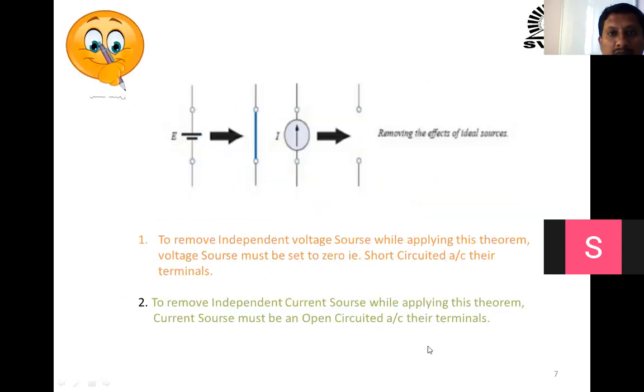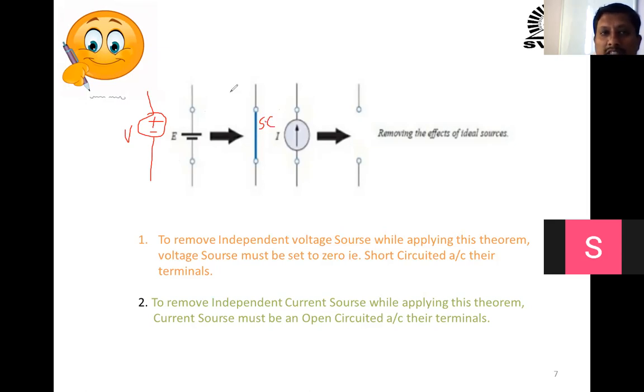So next slide. This is the before procedure. Actually, we have to make changes in the circuit diagram when we are applying the superposition theorem. So what changes do you have to make in the circuit diagram? If it is a voltage source like this battery, or if the symbol is like this plus minus, both are voltage sources. This is V and this is E. So if independent voltage sources are present, any one of these two, then you have to replace it by a short circuit. So this is called short circuit. I will write SC.